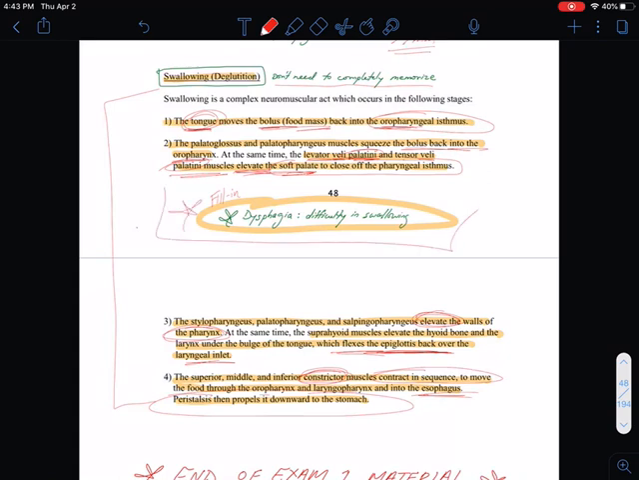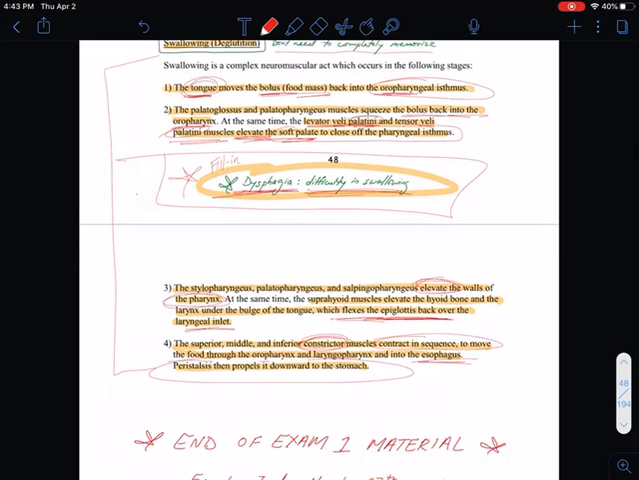And then possible fill-in. This is what we'll end on. Dysphagia is also known as difficulty in swallowing.